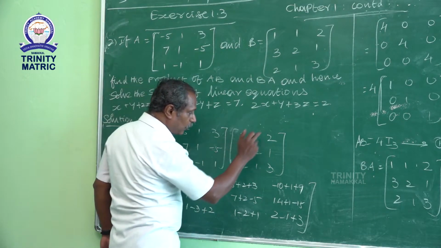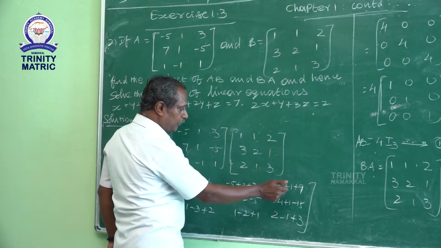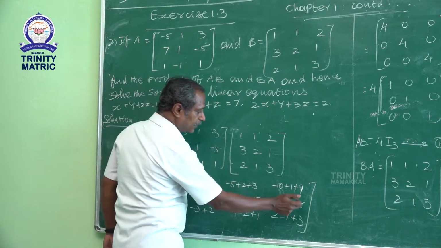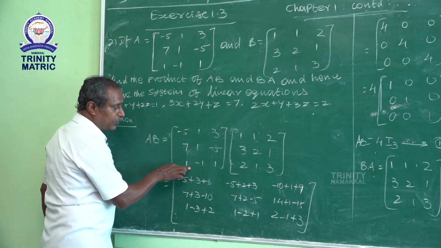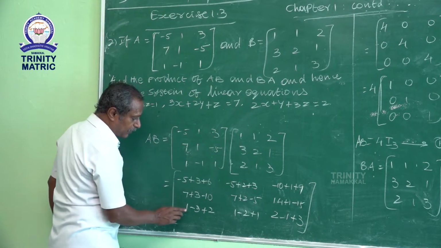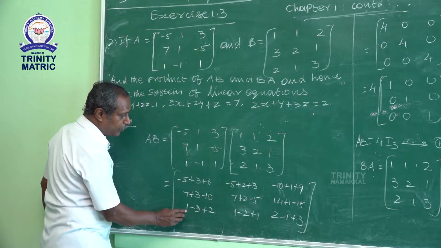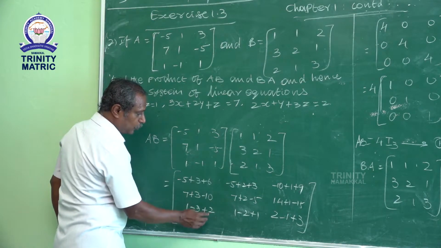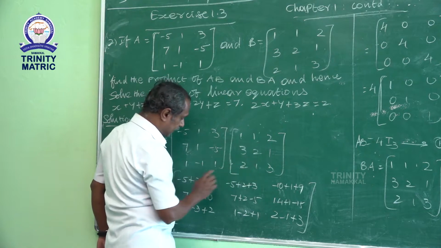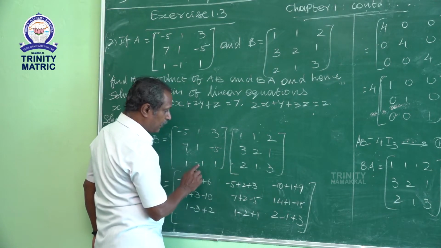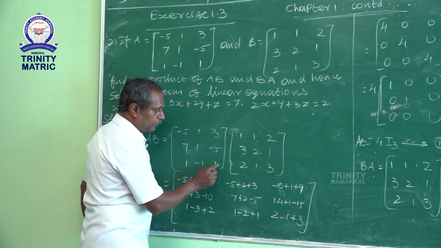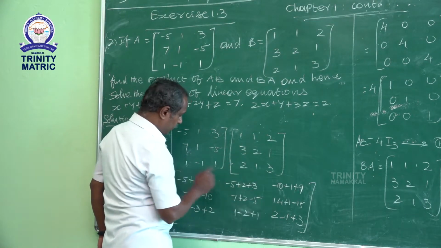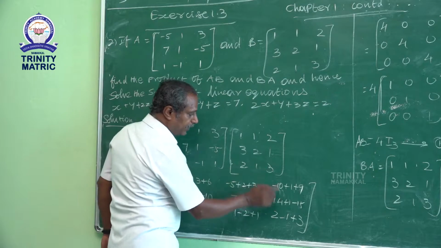Now multiply the second row and third column. So 7 into 2 is 14, 1 into 1 is 1, minus 5 into 3 is minus 15. Now move on to the third row. The third row is multiplied with the first column. We will get 1 into 1 is 1, minus 1 into 3 is minus 3, 1 into 2 is 2. Third row with the second column, 1 into 1 is 1, minus 1 into 2 is minus 2, plus 1 into 1 is 1. Then 1 into 2 is 2, minus 1 into 1, 1 into 3 is 3.